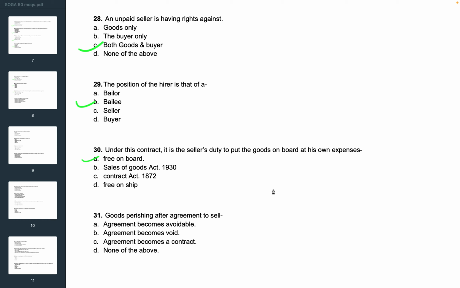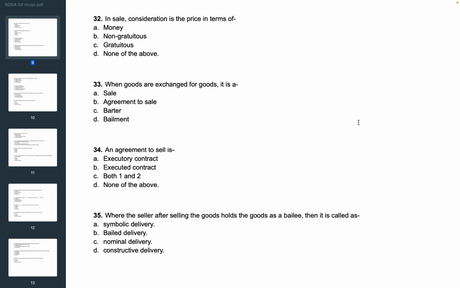Next question. Goods perishing after agreement to sell. A. Agreement becomes avoidable, B. Agreement becomes void, C. Agreement becomes a contract, or D. None of the above. The correct answer is B. Agreement becomes void. Next question. In sale, consideration is the price in terms of A. Money, B. Non-gratuitous, C. Gratuitous, D. None of the above. The correct answer is A. Money.